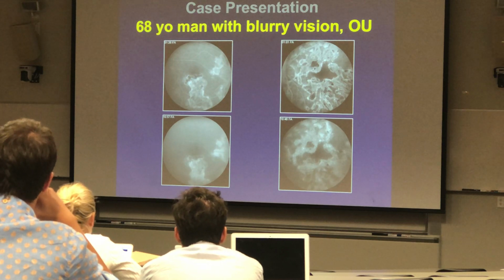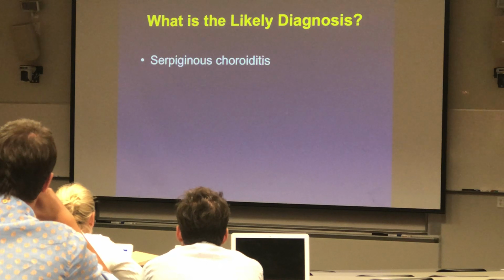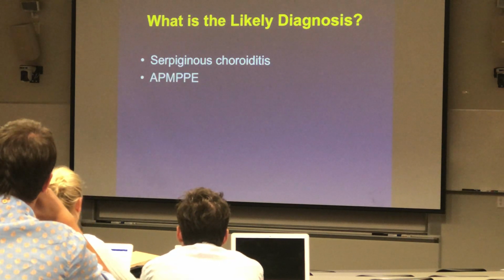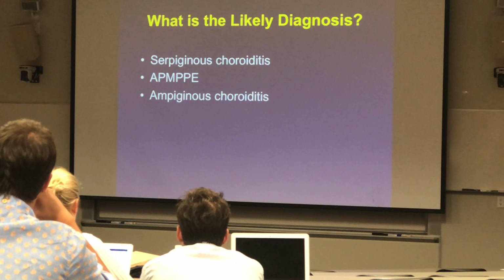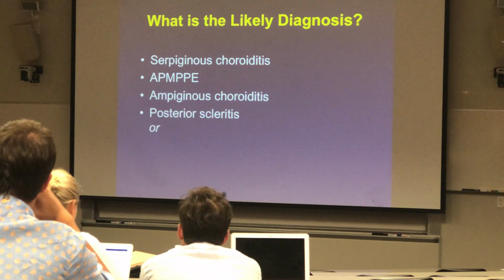So when we don't know things, we just mix them together and add them together. The likely diagnosis here we can call serpiginous, we can call this APMPPE, or we can call it serpiginous choroiditis. The group of us sit around, we have nothing to do, so we come up with a name and we call it that.